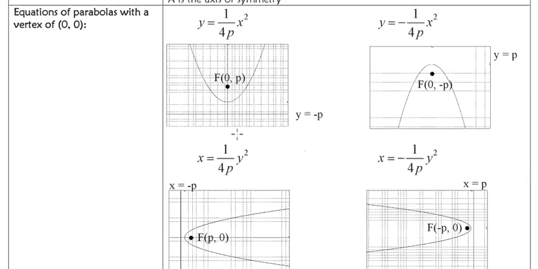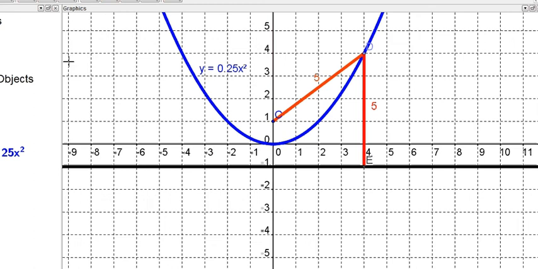All right, here's some more about the focus and the directrix of parabolas. I want to start with a little graphic here in GeoGebra. Notice the blue here is the parabola. The point C here is the focus. And the black line here is the directrix.